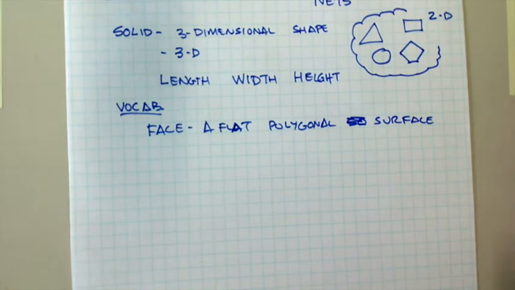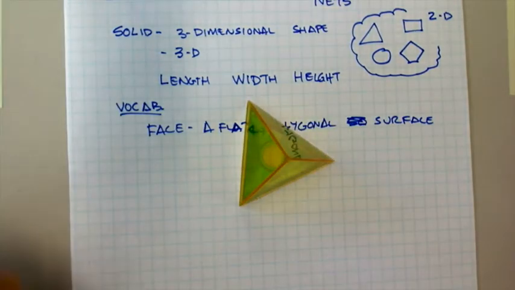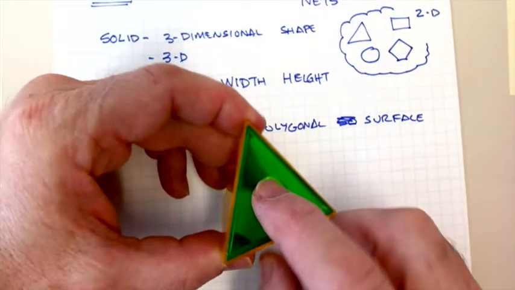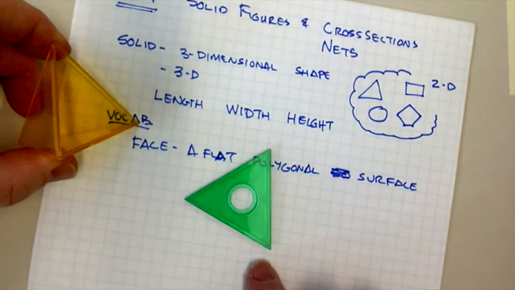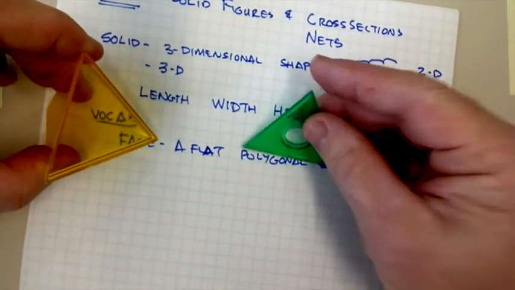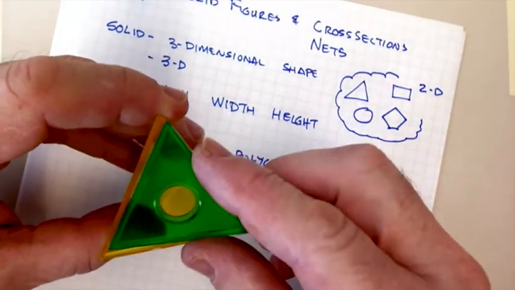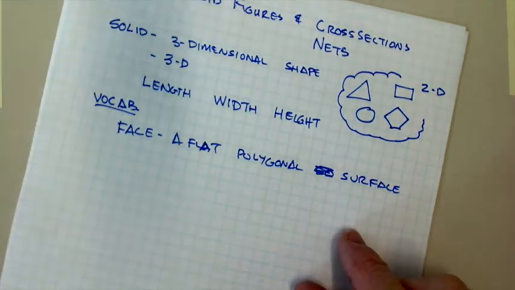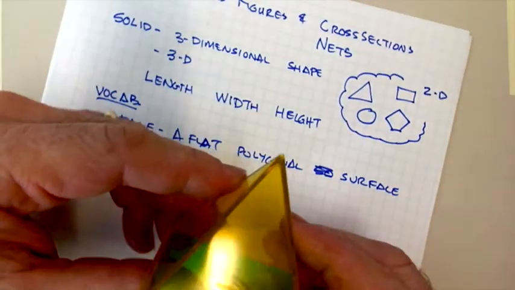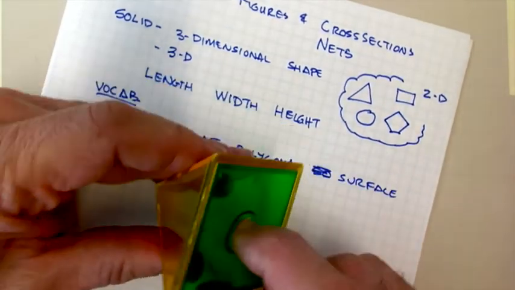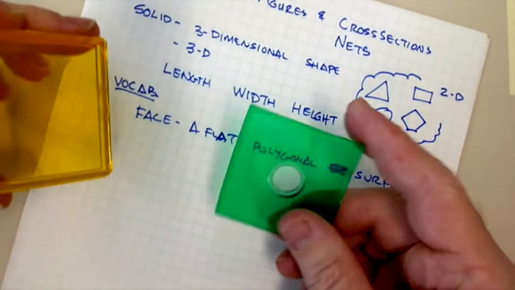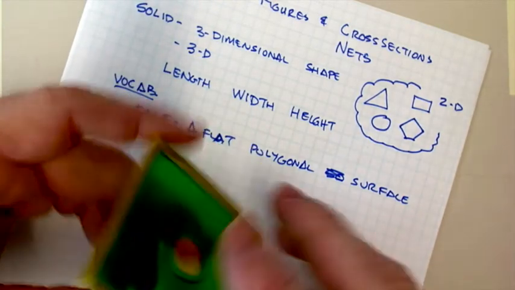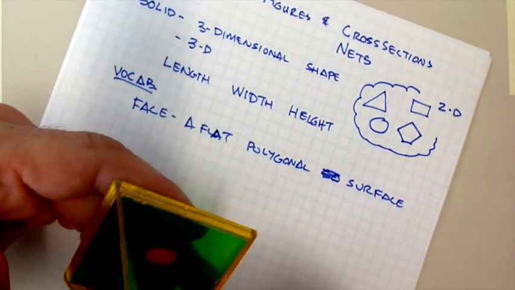Okay? So when we talk about a face, you're familiar with this shape right here. It's the good old pyramid. And this piece right here is the face. It is a polygon, and it is on the surface, and of course it is flat. This pyramid has a bunch of triangles that are faces. It also has a square that is a face. So this surface right here is called a face. This is a face. This is a face.